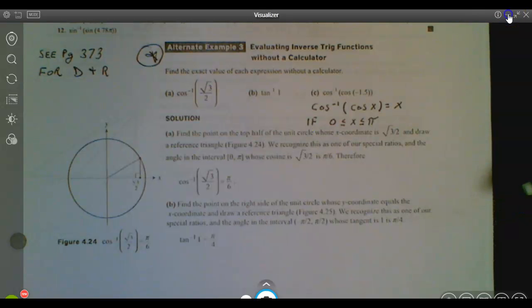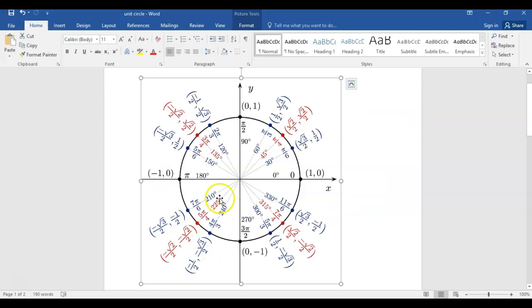If you look at your unit circle, the cosine graph goes from here to there, right? It goes from 0 to pi. So your one-to-one function for a cosine function goes from 0 to pi. If it's positive, it'll be right here in quadrant 1. And if it's negative, it's going to be right here in quadrant 2, right? That's how the one-to-one function works for cosine.